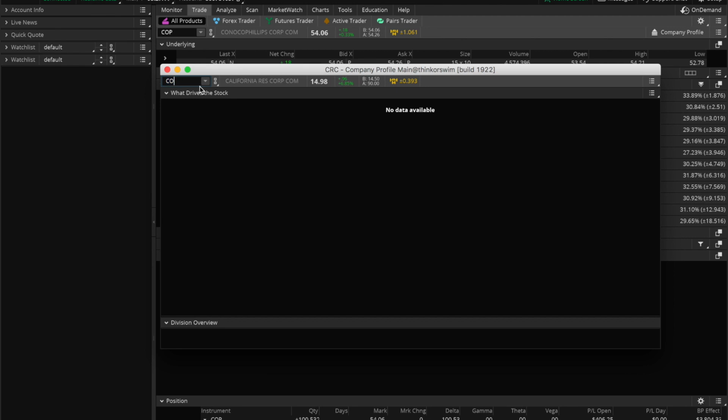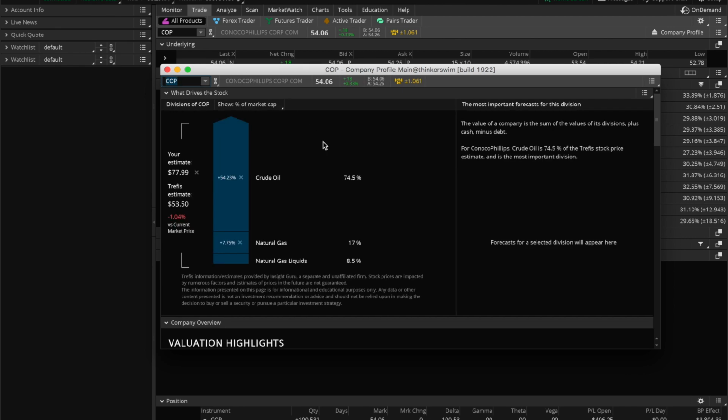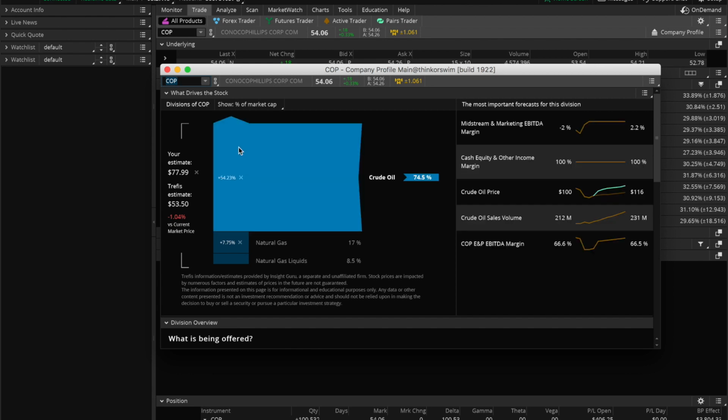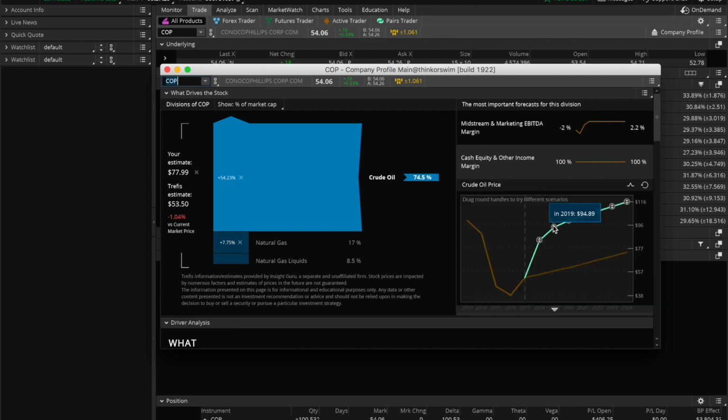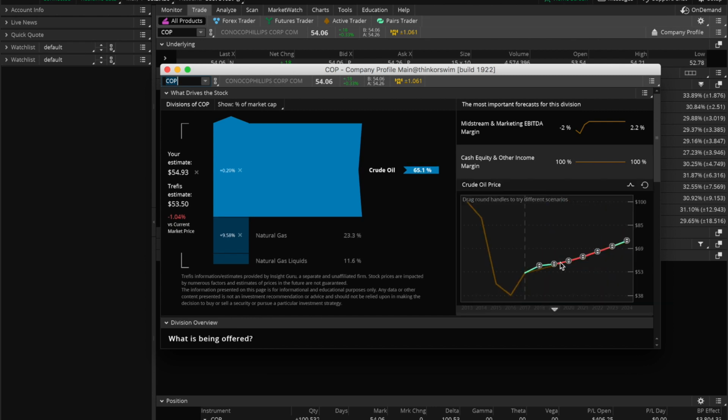So let's just go to ConocoPhillips, just because that's a pretty basic oil company. I do own this stock. So right now we'll go to crude oil. They do produce some natural gas, but it's not as much, so we'll just go to crude oil. And then, so I already adjusted this number. Let's adjust it back down to what they think it is going to be.